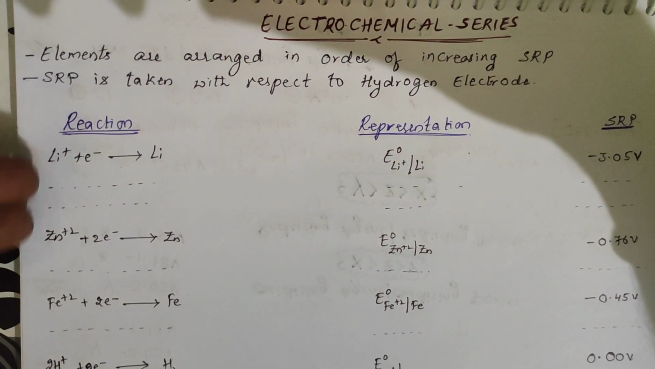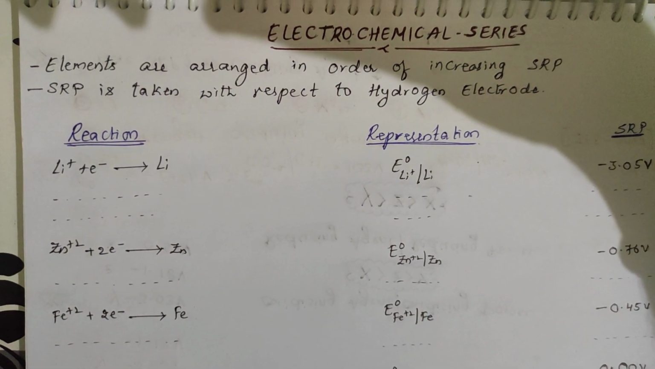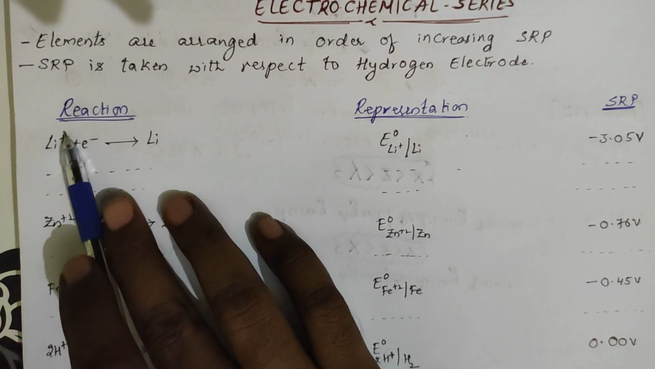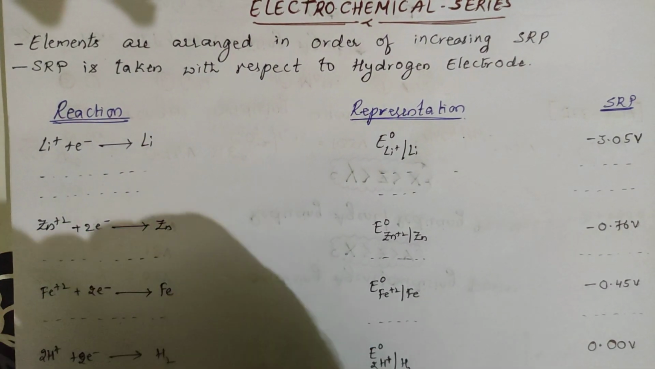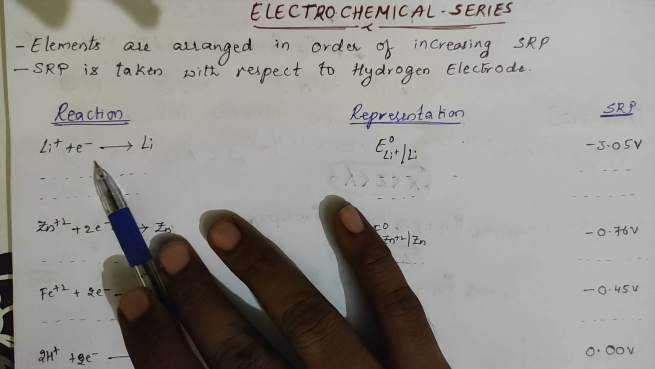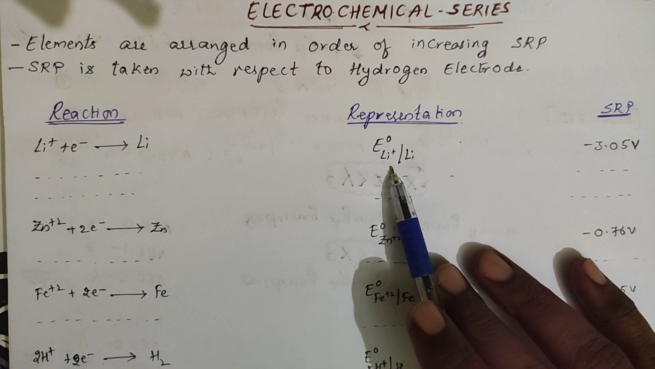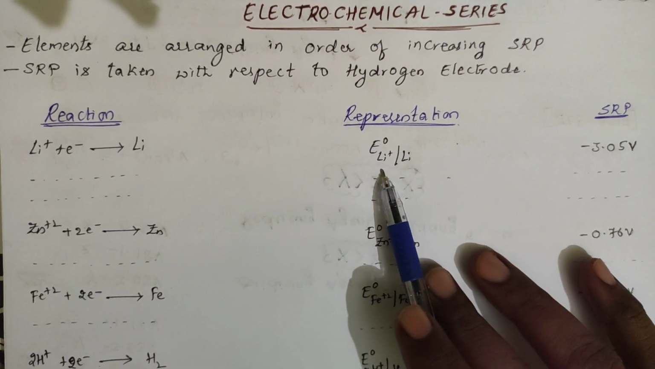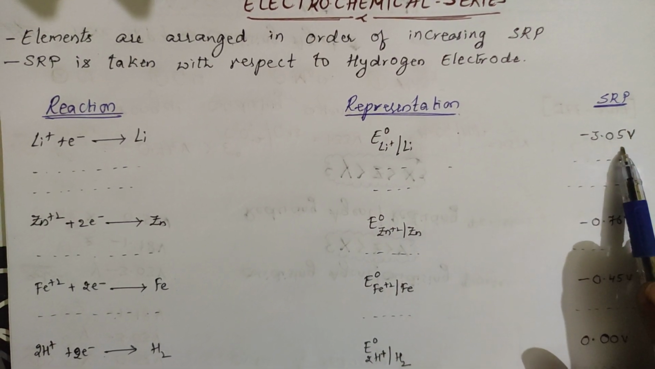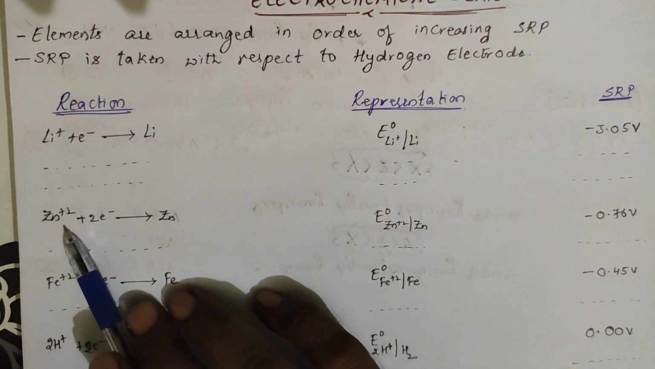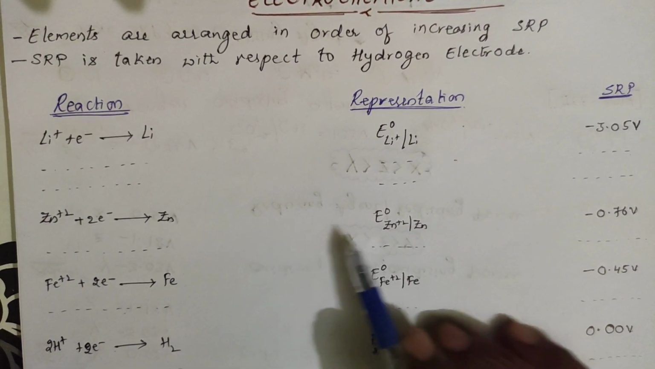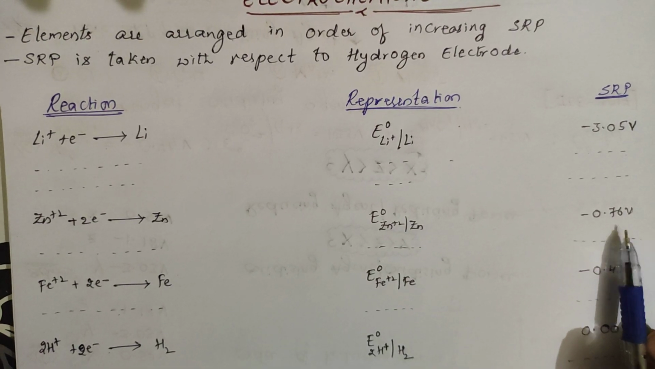So as you go from top to bottom, what happens to the reduction potential values? It goes on increasing. Suppose in our table it has been mentioned like this: lithium plus acquires 1 electron and gets converted to lithium. So what is happening? Reduction is happening. So E0 of reduction value, because we always calculate the E0 value of reduction only, right? The SRP, reduction potential value, is minus 3.05. When you compare zinc, Zn+2 plus 2 electrons gets converted to zinc. E0 of Zn+2 to Zn is minus 0.76.